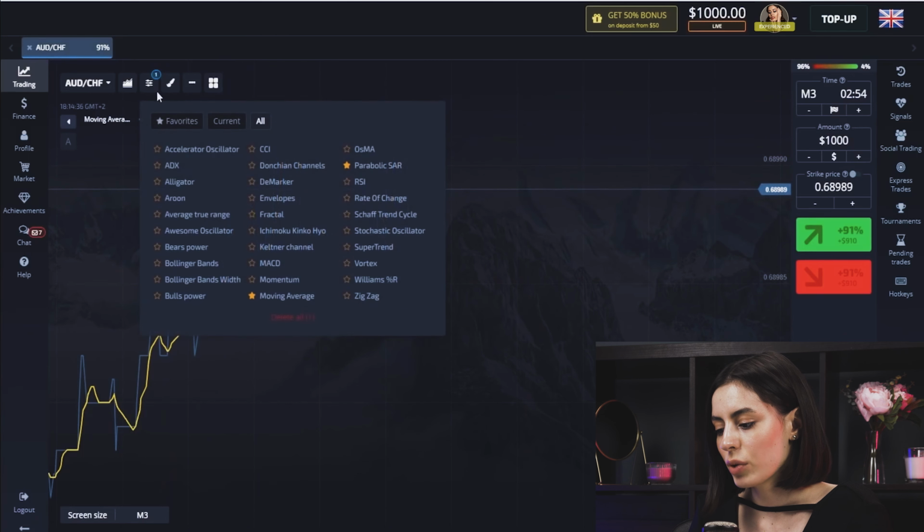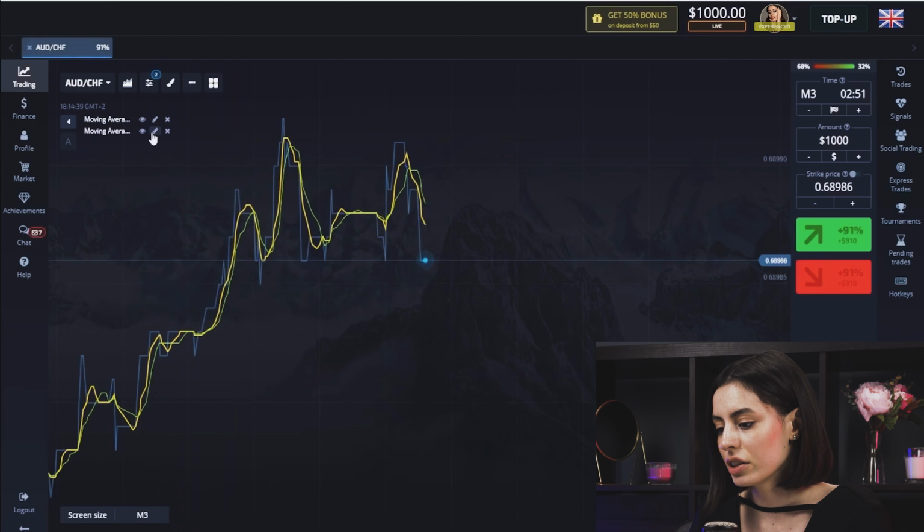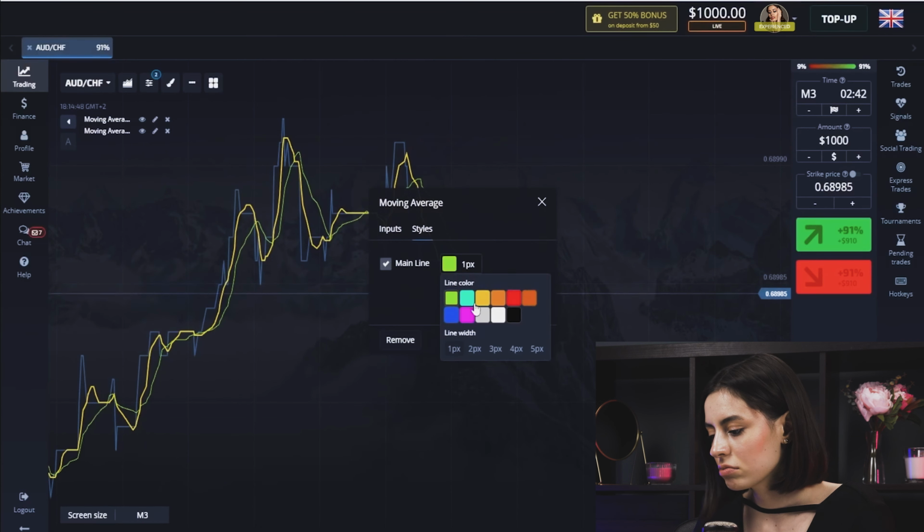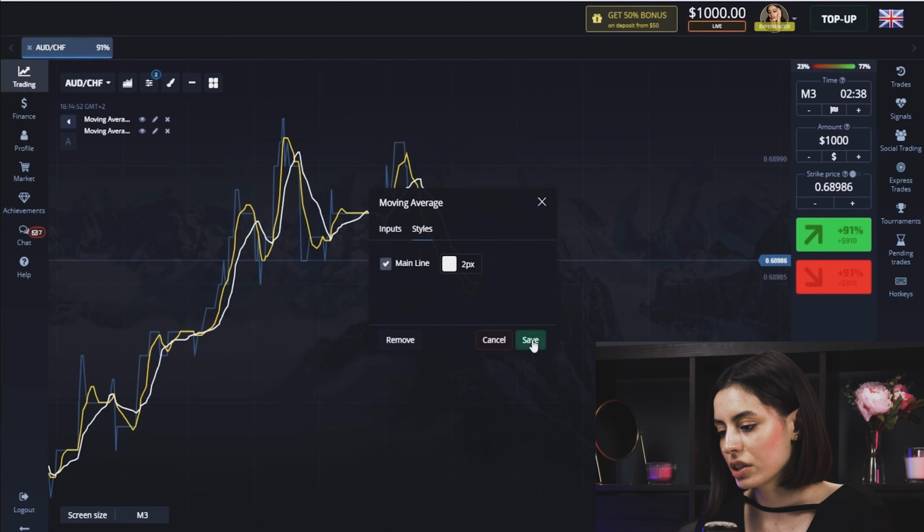Okay, the second one is also going to be a moving average because they are combined with each other here. And we change the period to 14. Here I leave SMA 2 and the color, let's choose, let's say, white, and that's all, we save here.